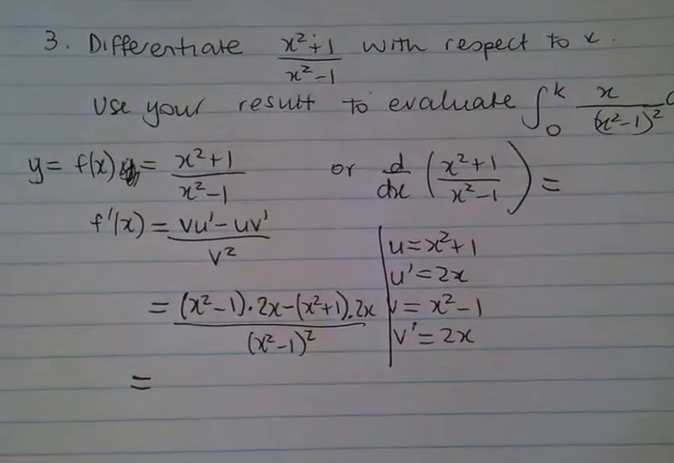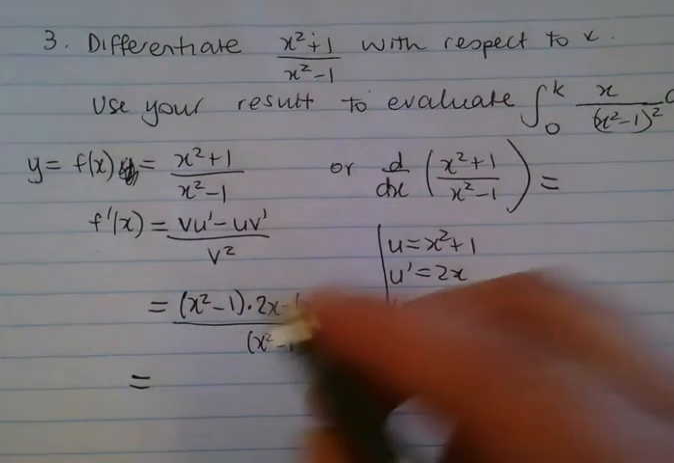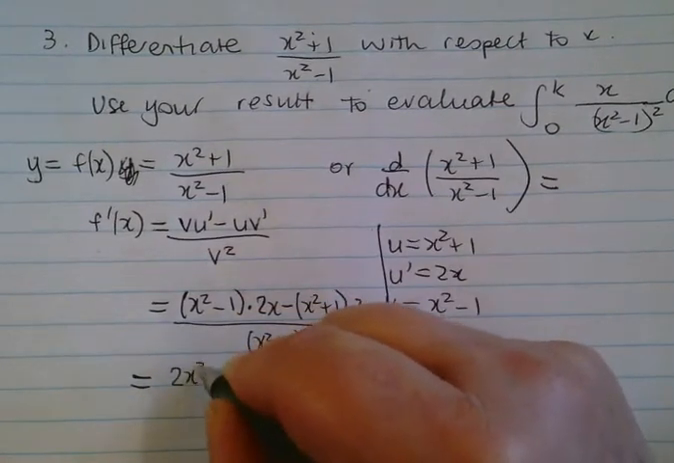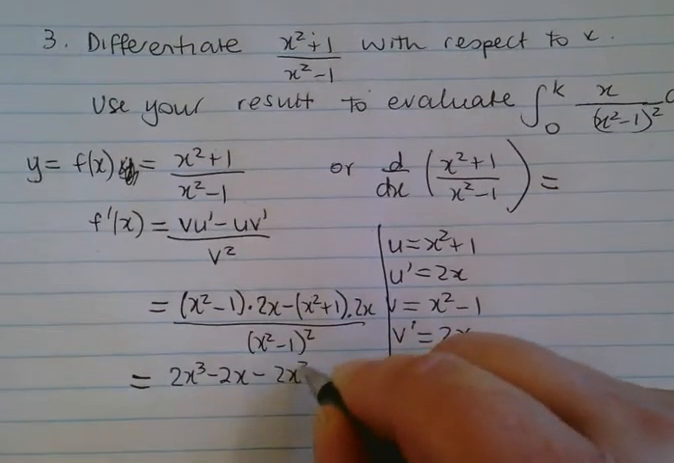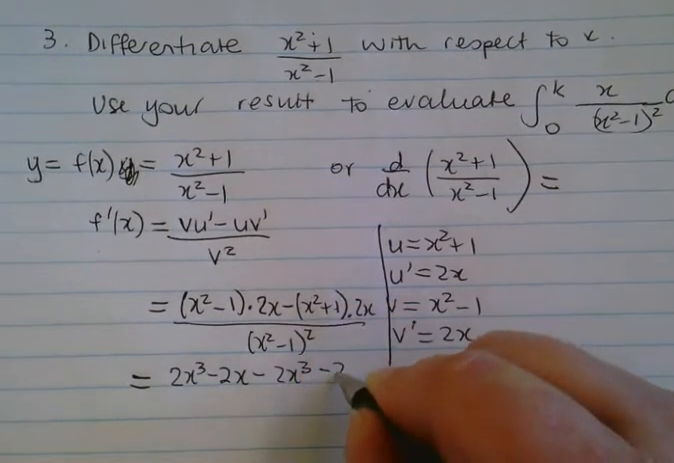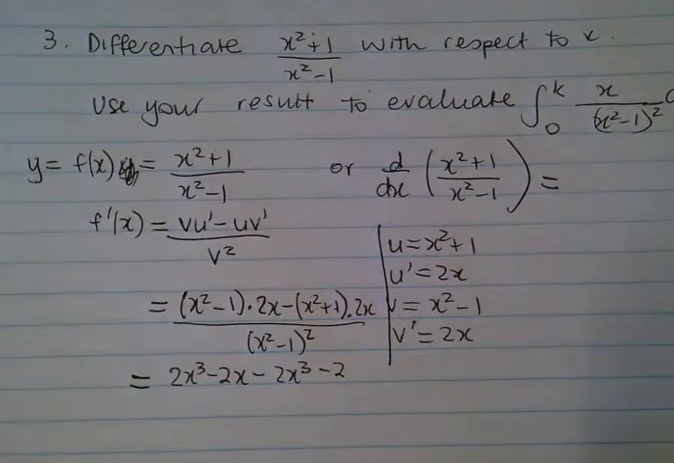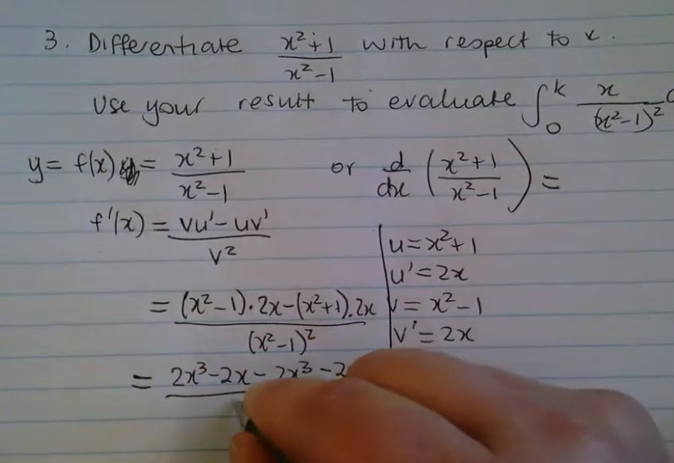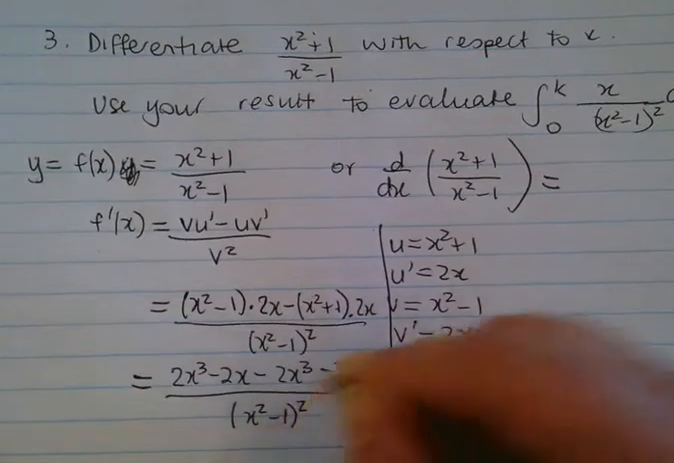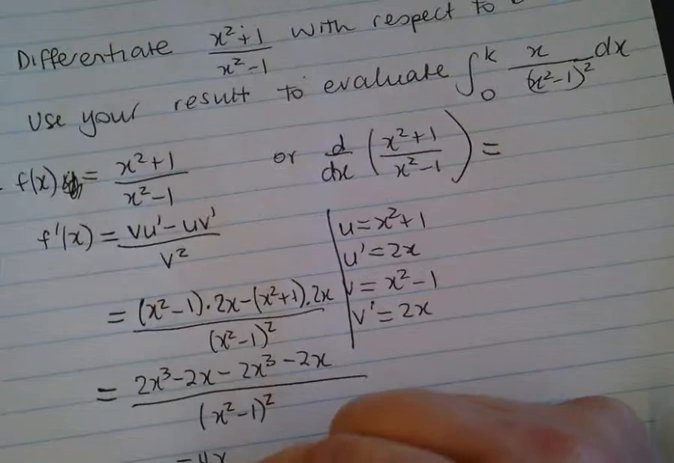You might want to expand. I would expand. Do you get what I'm doing, girls? I'm differentiating. So I've got 2x cubed minus 2x. What else have I got? Minus 2x cubed plus 2x. Yes, same. Excellent, that's what I want to get. So we've got negative 4x over x squared minus 1 squared. I'm glad we got that.